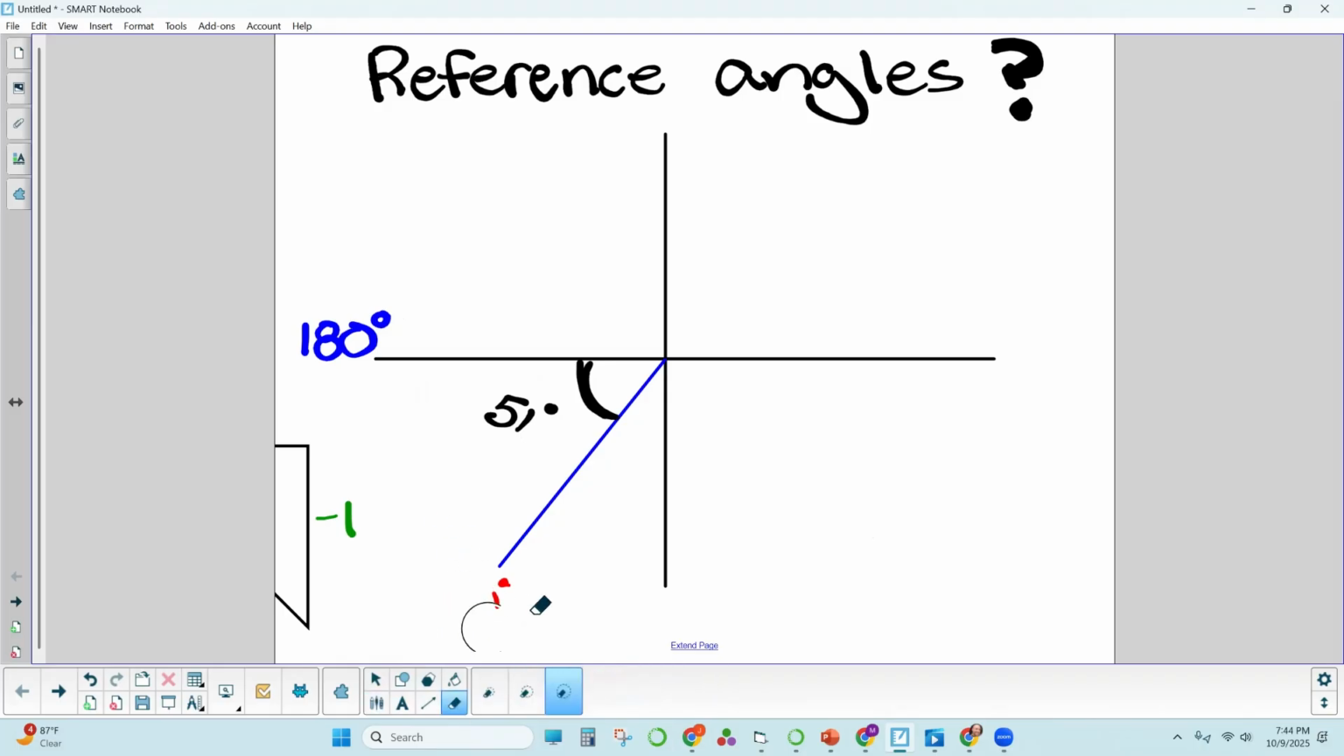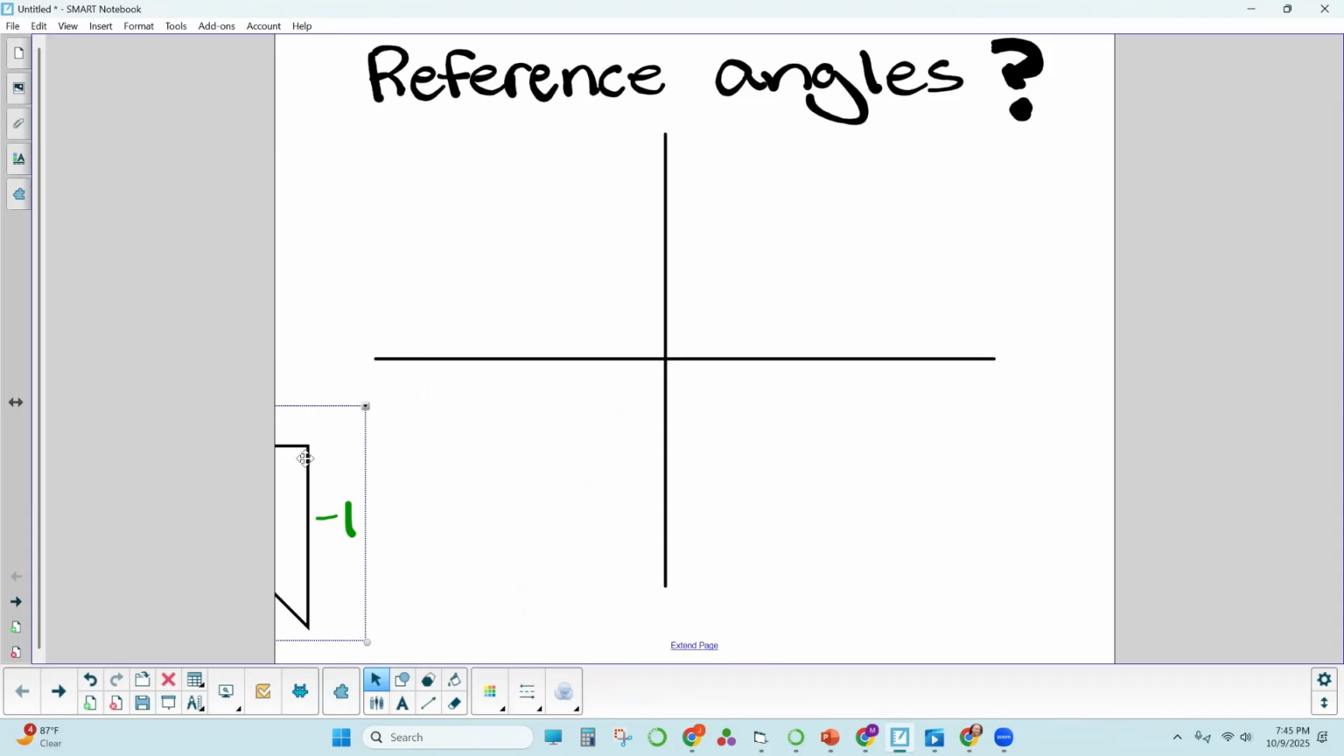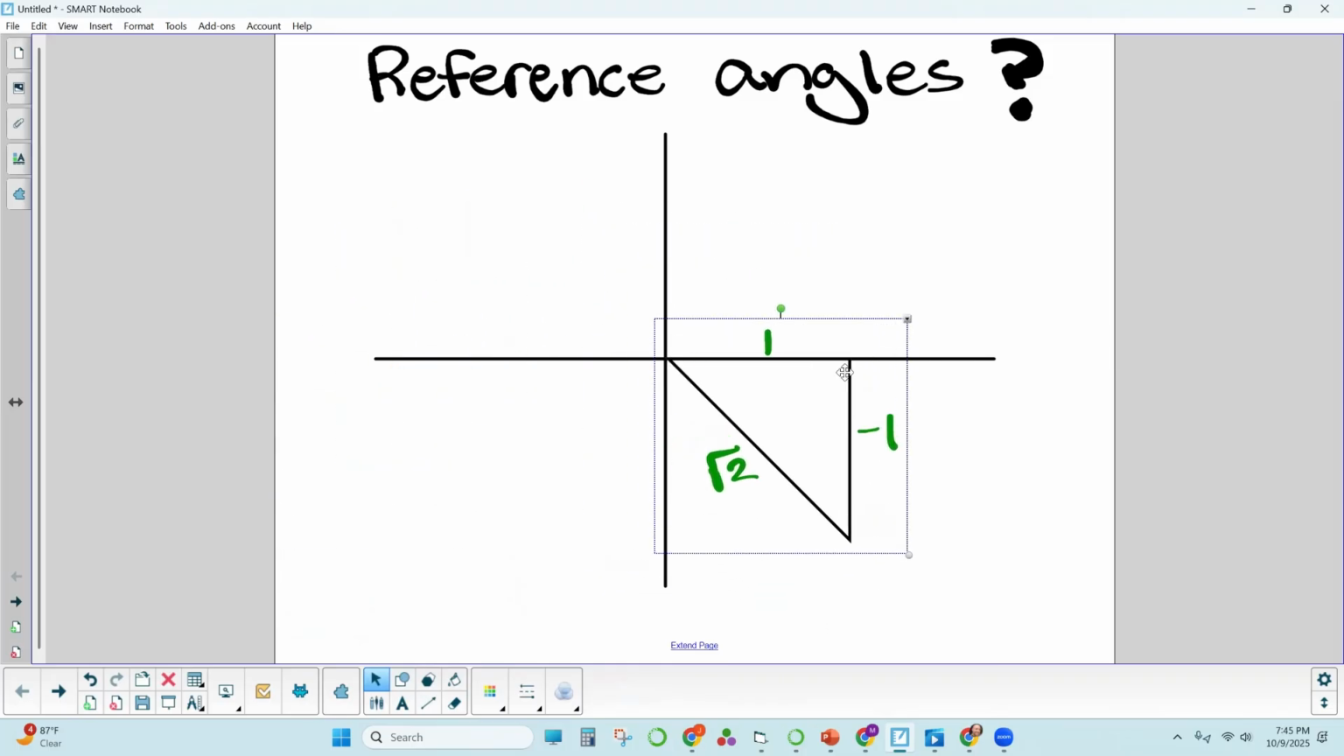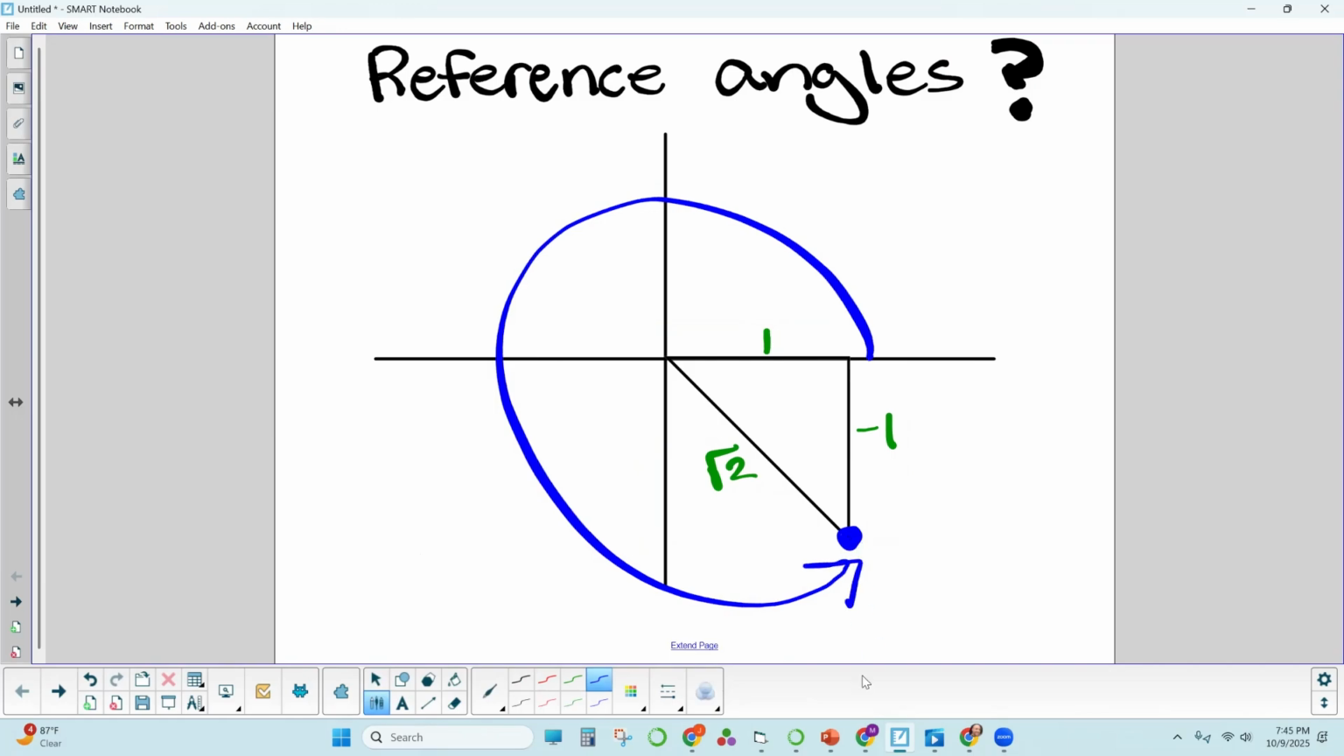All right, so I hope this clears up what a reference angle is in terms of right triangle trig. I do have one other example. Let's say I'm working with the unit circle and I want to draw a special right triangle, okay? So what I'm referring to is this angle right here. So if I sketch that angle right there, again, what is my reference angle?